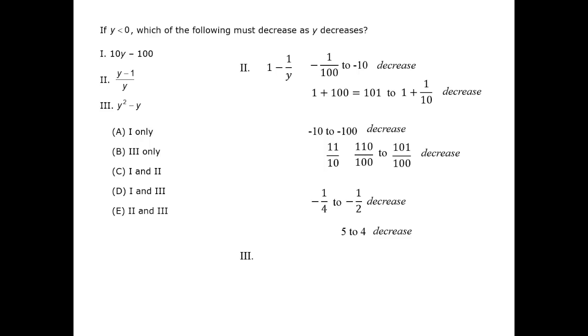Let's move on to 3. 3 need not decrease. For example, when y goes from minus 1 to minus 10, the expression in Roman numeral 3 moves from 2 to 110. Therefore, Roman numeral 3 is out. We have Roman numeral 1 and Roman numeral 2, and the correct answer is C.